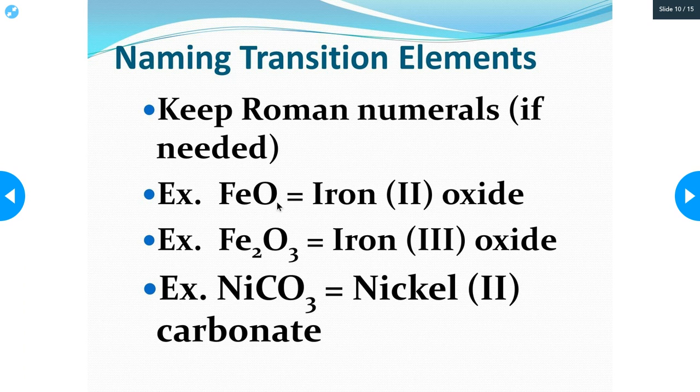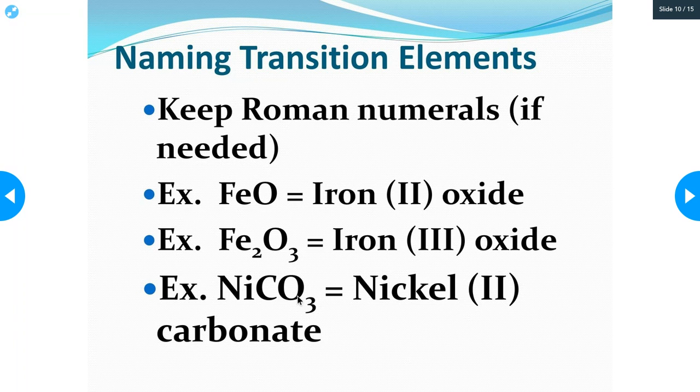This is a 1-to-1 ratio. This is a 2-to-3 ratio. Why is that? Because this one has the iron 2 ion in it, and this one has the iron 3 ion in it. And so we have to differentiate between iron 2 and iron 3, and that's why we need to use the Roman numerals, because iron is one of the highlighted ions on the back of our periodic table.